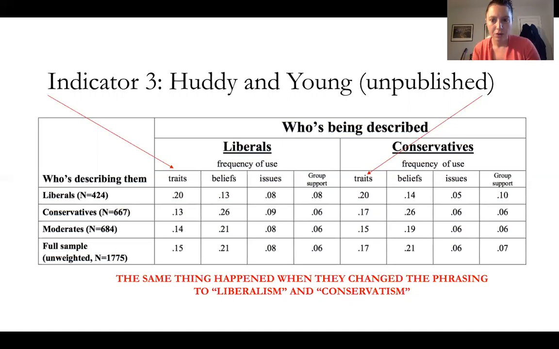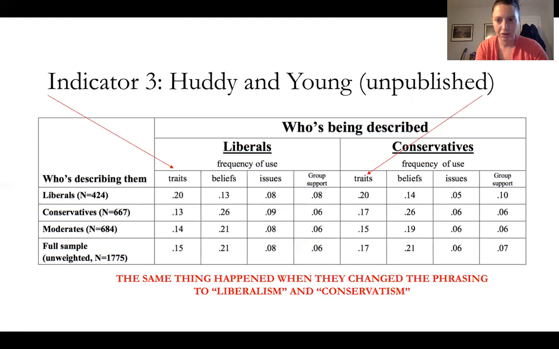They recognize that using the words liberals and conservatives might nudge people towards talking about people. So down here I have this thing in red that says, this also happened when they changed the phrasing of the question to say, what's the first thing that you think about when you hear the word liberalism or conservatism? And the same thing happens. There are a lot of people who are talking about personality traits when they're prompted to speak about liberalism or conservatism. Personality traits really have nothing to do with that.